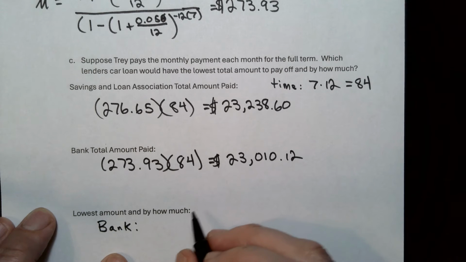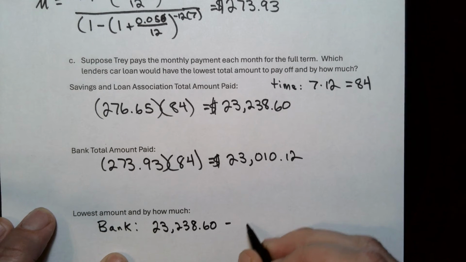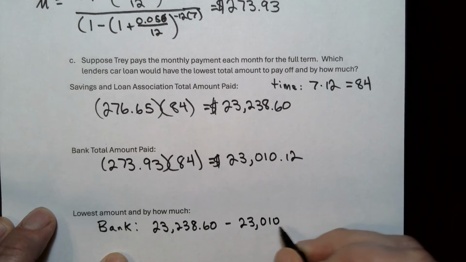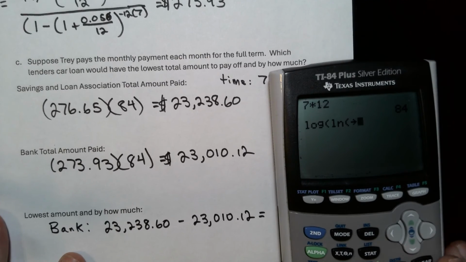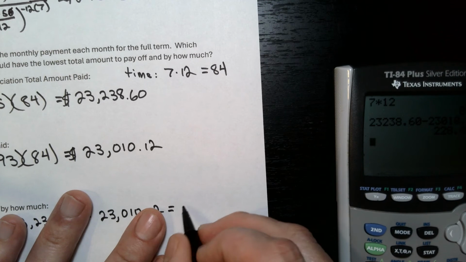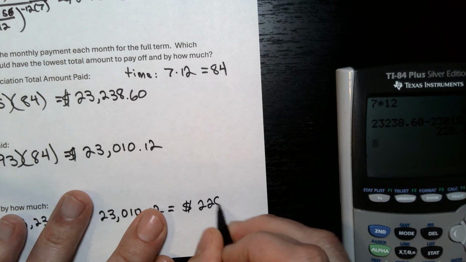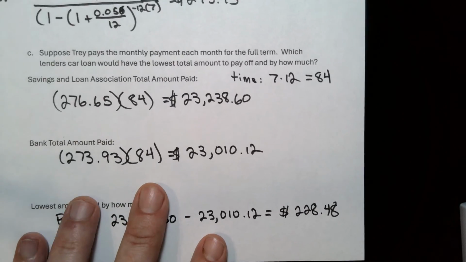And to find how much, you subtract those two numbers, $23,238.60 minus $23,010.12. And if you do that subtraction, let's do that in the calculator really quick. Okay, so you get $23,238.60 minus $23,010.12. Okay, so the bank is better, and it's better by a total of $228.48. So not a whole lot better, but it is a better deal. You'll save $228 over the course of 7 years.